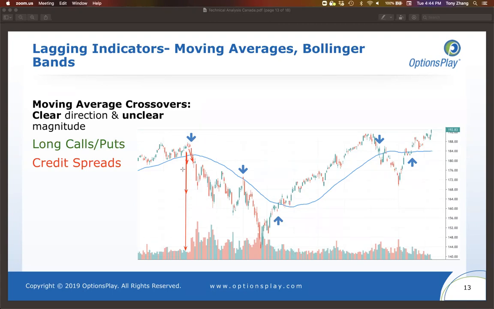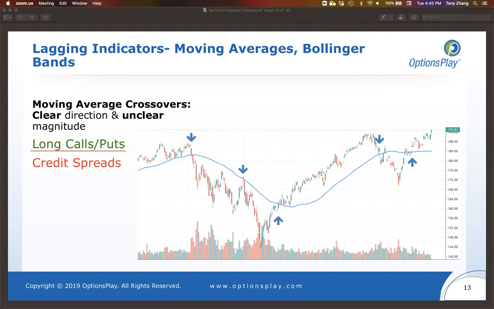However, we do tend to find that many times when the stock crosses below its moving average, it tends to have maybe a relatively quick move to the downside versus a cross above the moving average. Many times that may be a bit of a slower move. So keep in mind that when you have a moving average crossover, you don't have a clear sense for magnitude. So many times you're better off doing strategies like buying a call or a put. So when the stock crosses below its moving average, you buy a put. When the stock crosses above its moving average, you buy a call.